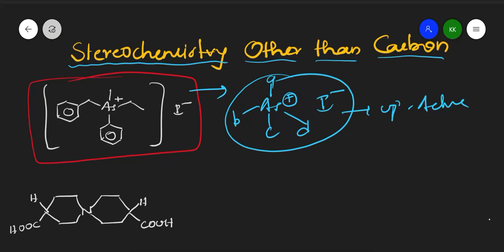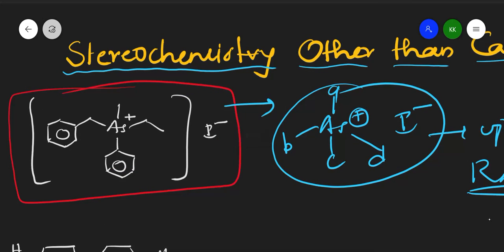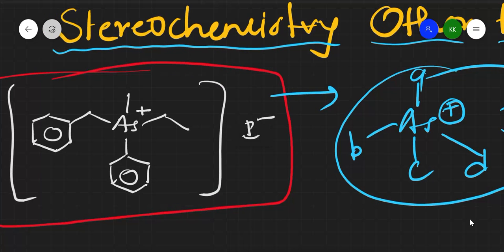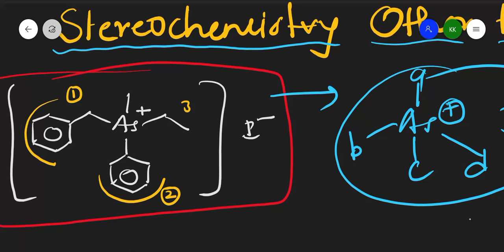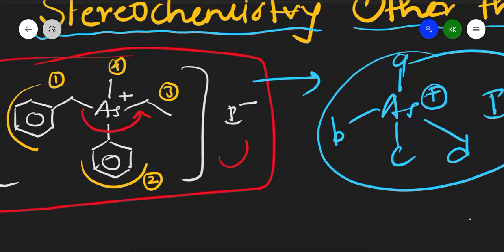But if they ask for R and S nomenclature for this compound, no need to worry. Just see the priority. First priority, this will be 1. Second priority, this will be 2. The third priority is for ethyl and the fourth priority is for methyl. So this is the priority order. Then 1, 2, 3 is anti-clockwise. If it is anti-clockwise, you simply write it as S.